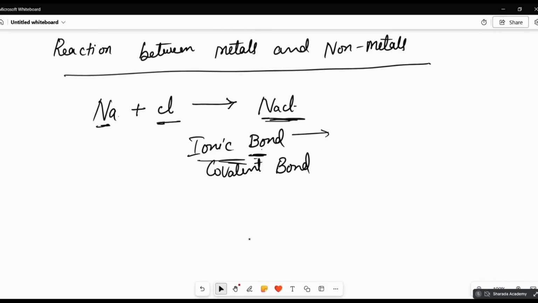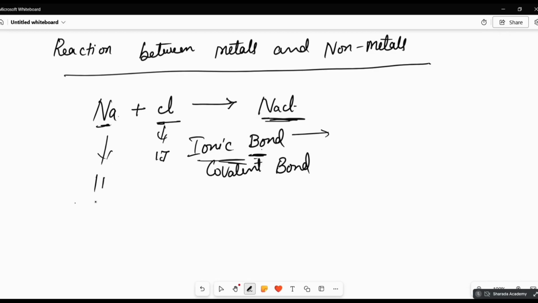Ionic bond. Covalent is sharing of electrons. I'll come there. Wait, ionic bond. See here in sodium, listen to this. Sodium has 11 electrons, and chlorine has 17.